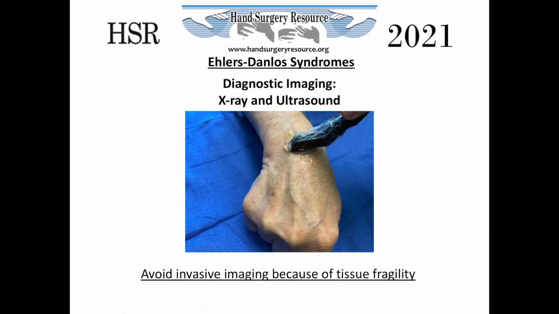Other diagnostic tools that can frequently help include routine x-rays, particularly to rule out and evaluate secondary osteoarthritis, joint subluxation or dislocation, and ultrasound to evaluate various structures including organs without using invasive diagnostic tests which might be damaging to the fragile tissues and organs seen in EDS patients.